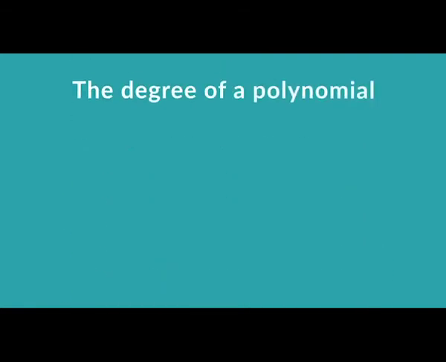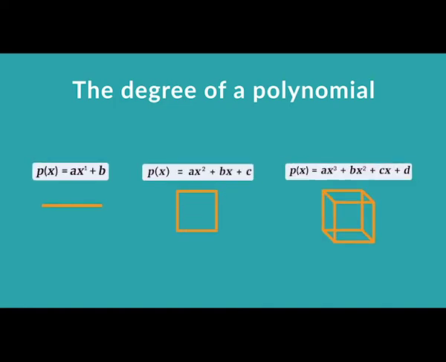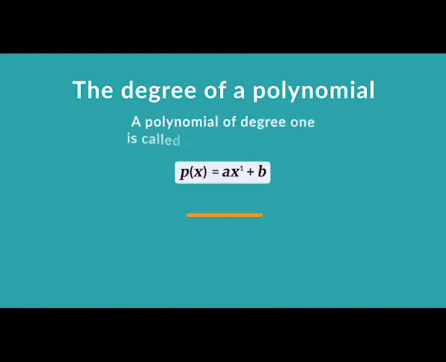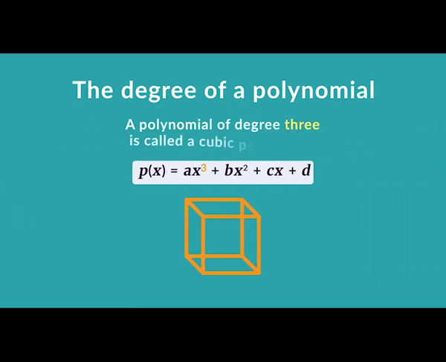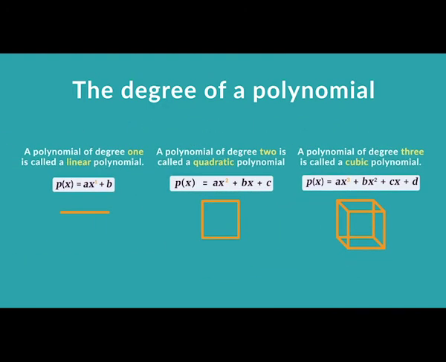The degree of a polynomial changes the shape of the graph of the polynomial. Look at these shapes, which can be used to represent polynomials of degree 1, 2, and 3. A polynomial of degree 1 is called a linear polynomial. The word linear means a straight line. A polynomial of degree 2 is called a quadratic polynomial. The word quadratic comes from the word for square because the variable is squared. A polynomial of degree 3 is called a cubic polynomial. The variable in this case is cubed. These are the polynomials that we are going to work with.